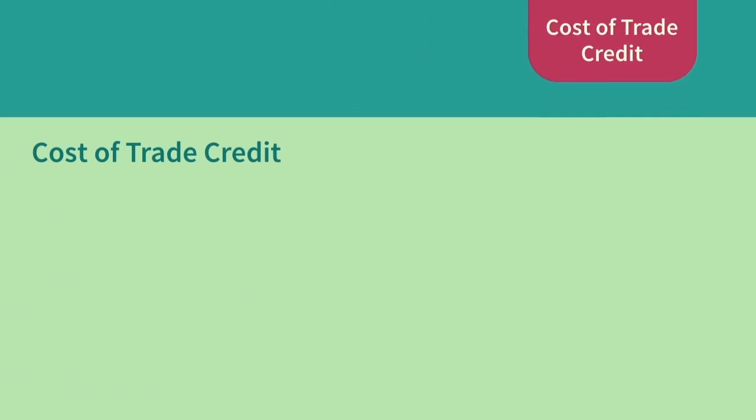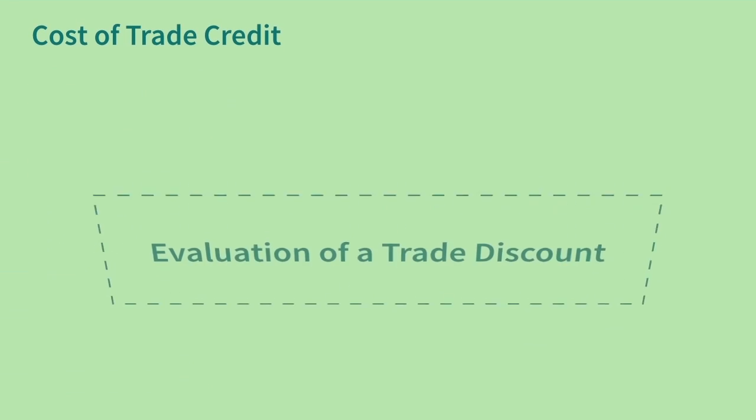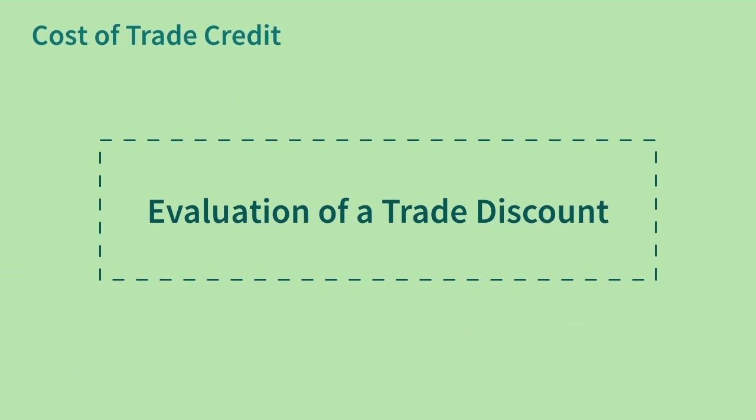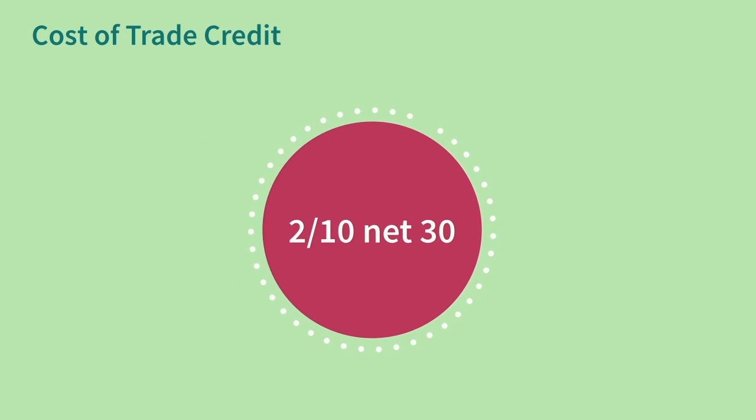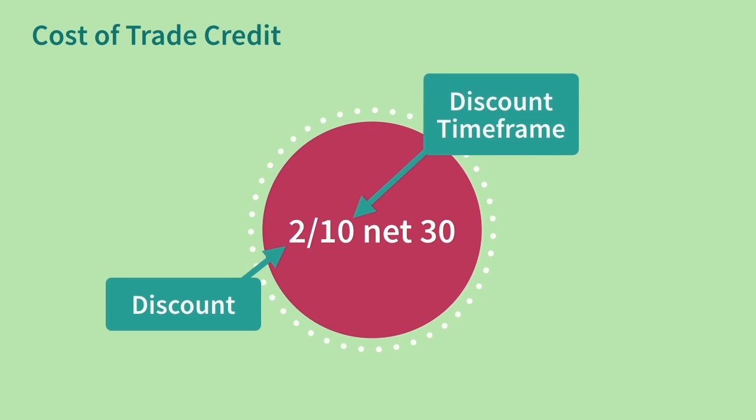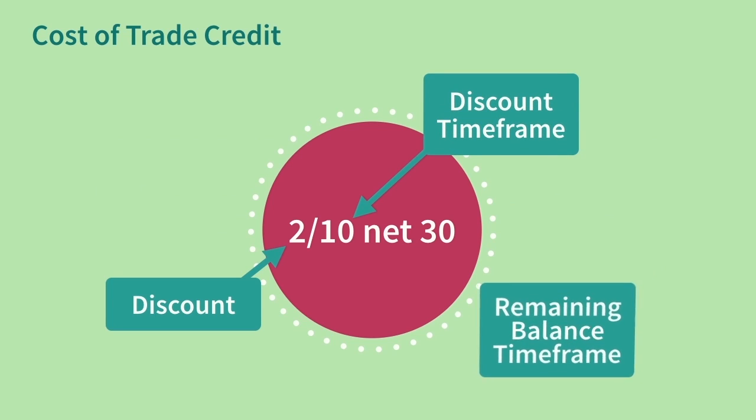The cost of trade credit is a tool we can use to evaluate the benefit of a trade discount, a discount on the price offered by the supplier. For example, if the terms offered by the supplier are 2 and 10 net 30, this is telling you that there is a 2% discount if payment is made within 10 days, and the net balance should then be paid within 30 days.